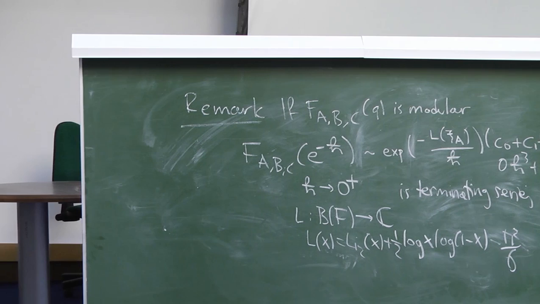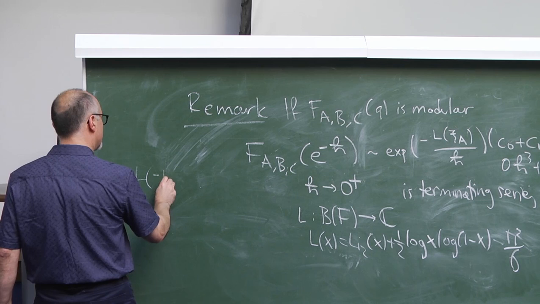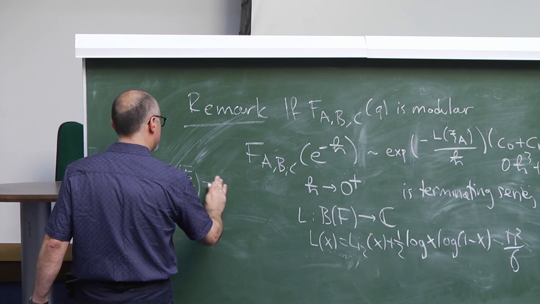Okay, so anyway, and just for fun, the Rogers dilogarithm of the golden ratio is pi squared over 60.